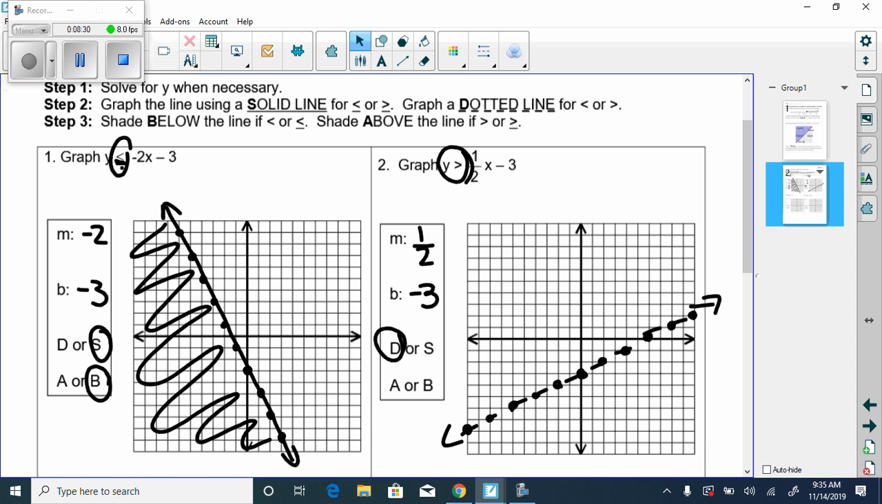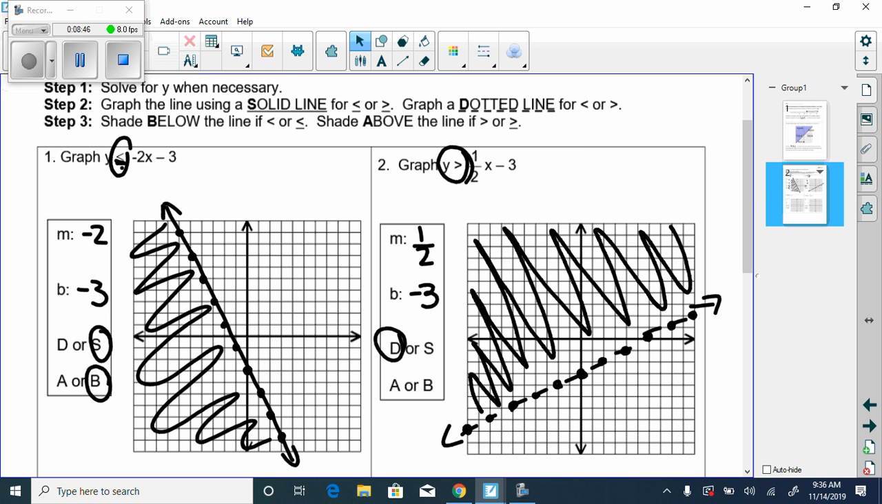Okay. And then step 3 is where we decide if we're supposed to shade above or below. So where are we supposed to shade? Above. Above. Good. So I'm going to shade everything above this line. That doesn't look like shading to me, Miss Randall. That's as good as it's going to get.